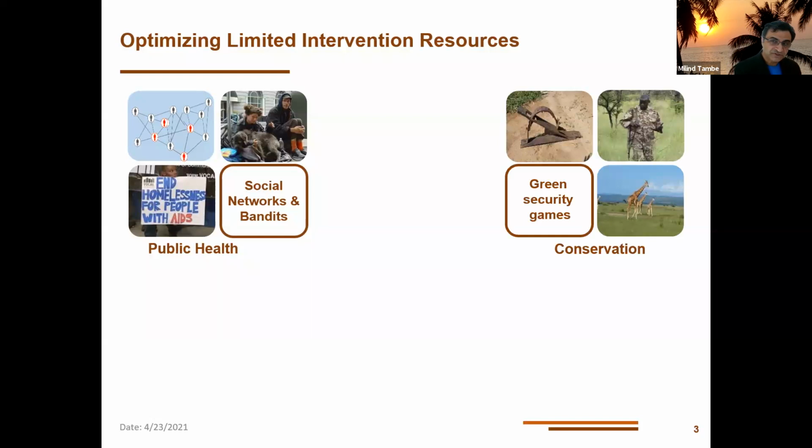With respect to conservation, we have large conservation areas to protect, limited number of ranger resources. Concrete example is work we've done in Cambodia and Uganda. Harnessing past poaching data, we are able to predict where poachers set traps. And for the past several years, have been able to remove thousands of these traps, thus potentially protecting endangered wildlife. The technical areas I'll focus on here are combining machine learning and game theory, or so-called green security games. So public health and conservation are two topics I will cover.